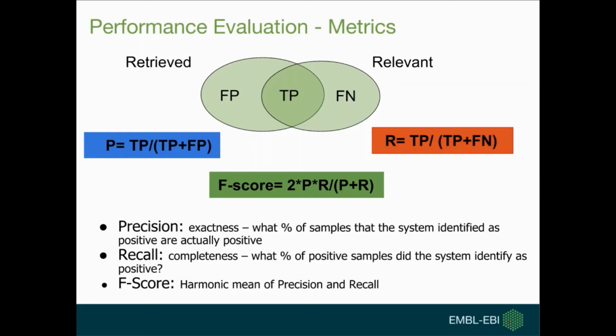F-score. Precision presents the exactness of the system and measures the percentage of samples that the system identifies as positive that are actually positive. It is calculated by the equation shown in blue. Recall presents the completeness of the system and measures the percentage of positive samples which the system identifies as positive. It is calculated by the equation shown in red. And F-score is the harmonic mean of precision and recall. It is calculated by the equation shown in green.